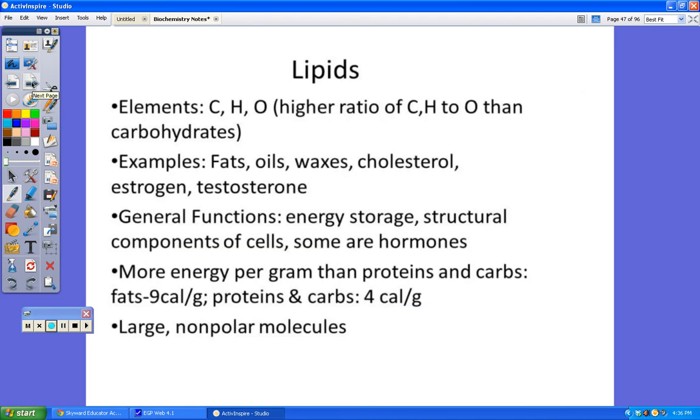Lipids have a higher ratio of carbon and hydrogen to oxygen. So there's a lot more carbon and hydrogen in them. General functions, they store energy. They're structural components of cells, like we just talked about. And then hormones. Those three things are the big parts of lipids. Lipids also have a higher energy per gram, which we'll see when we do the exercise where you have to take home and chart out a food item. So fats are 9 calories per gram of food, whereas carbs and proteins are 4 calories per gram.